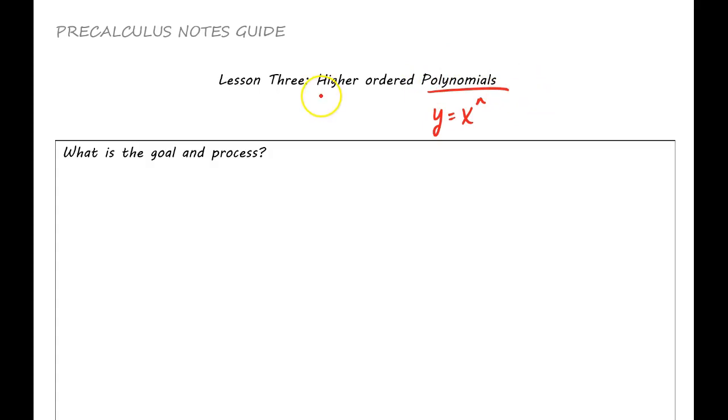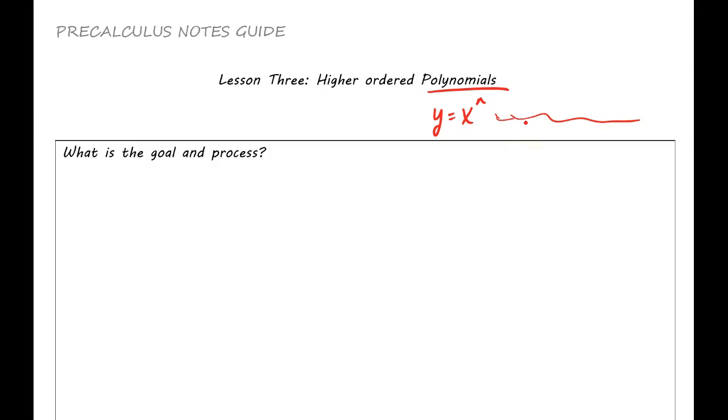So today we talk about the higher ordered. So that's going to be x to the third, x to the fourth, x to the fifth. It can be as large as it wants to be. Of course, there could also be other terms behind it. Okay, so that's what we want to talk about today.